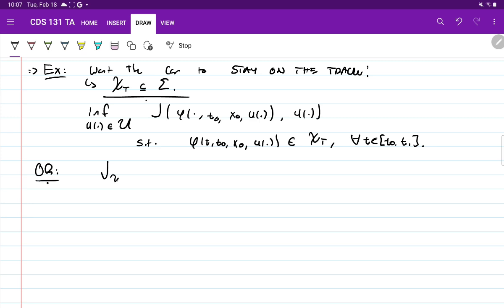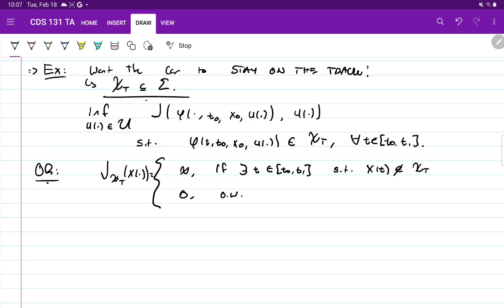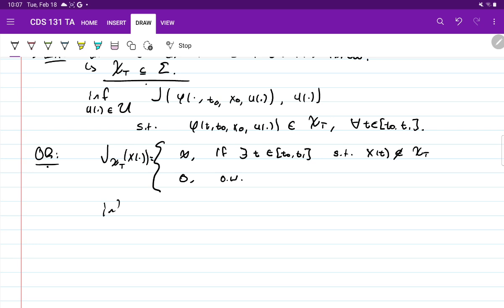So what I'll do instead is I could define jxt as the function which takes in a trajectory, right? And it returns infinity if there exists a time in t naught t1 such that x of t is not in my set xt, right? And then just return 0 otherwise, okay? So what this does is that if we go ahead and now write our optimization problem as the unconstrained problem, inf over u in U of J of phi, t naught, x naught, u, u. Now we add on this potentially infinite cost, jxt of phi.